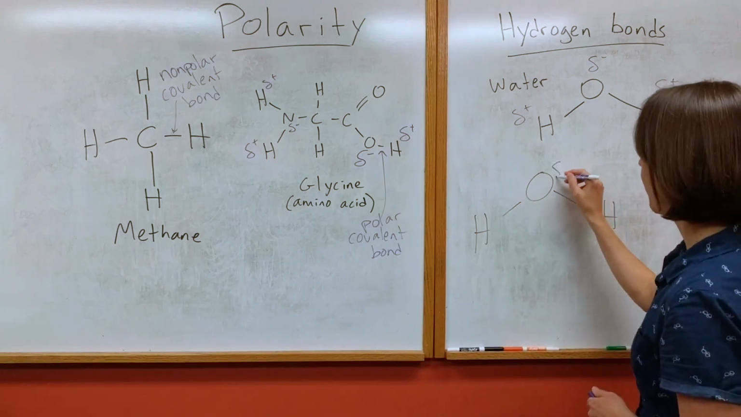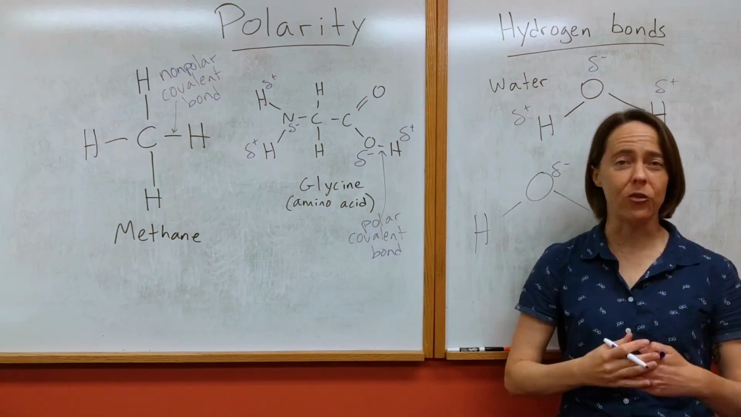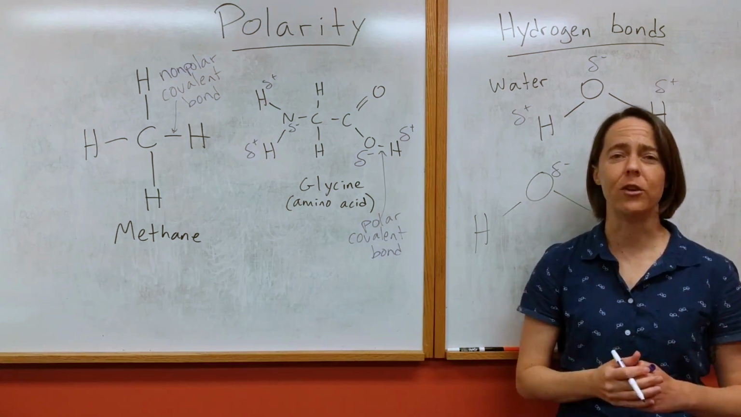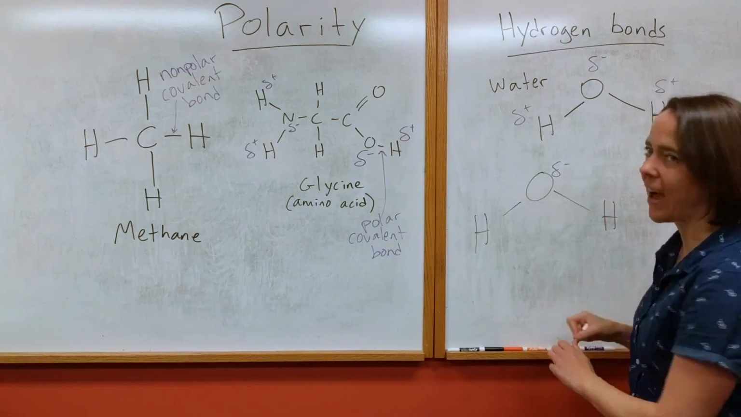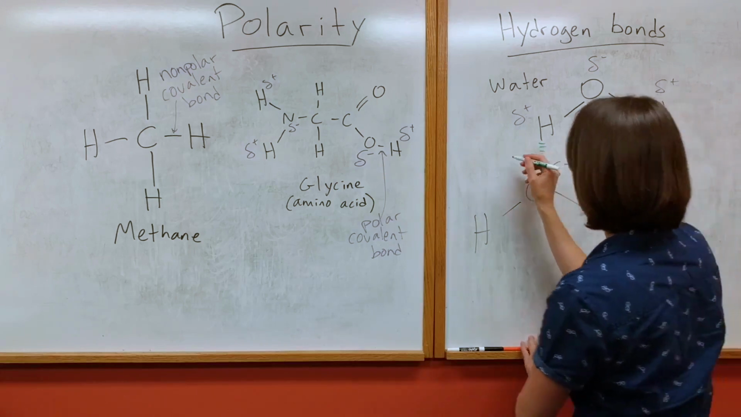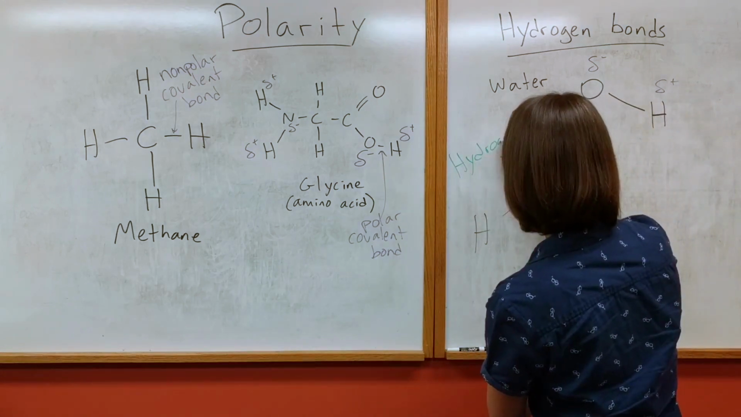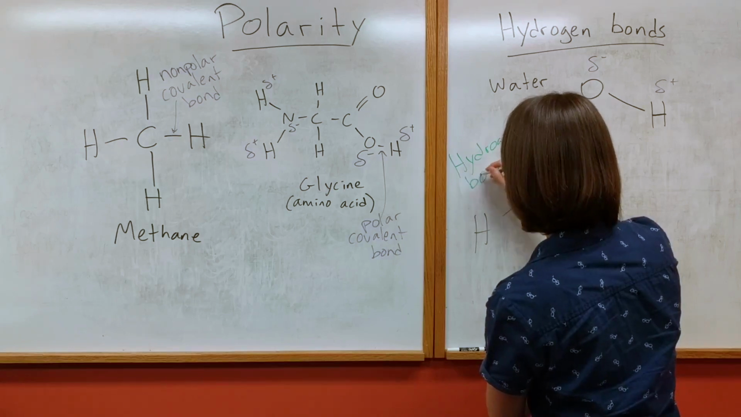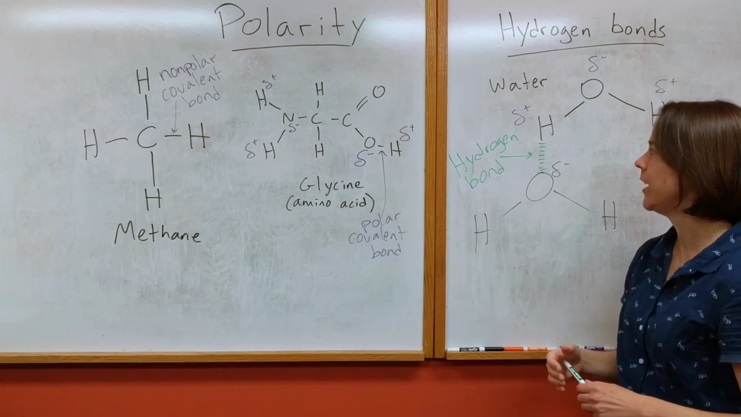Because, again, the oxygen is going to be partially negative. The partial positive and partial negative are attracted to each other. Opposite charges are attracted to each other. And so they interact and form what's known as a hydrogen bond. Okay, I'm going to draw it as this kind of dotted line. Okay, so this is a hydrogen bond. And sometimes they're referred to as H bonds, the H for hydrogen.